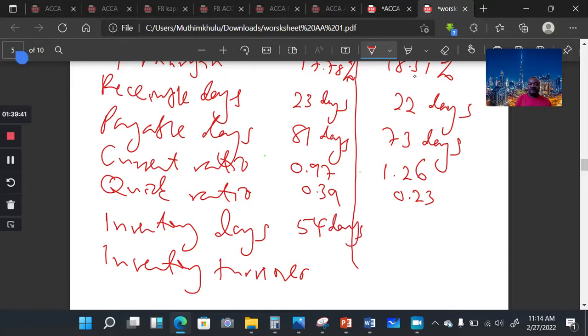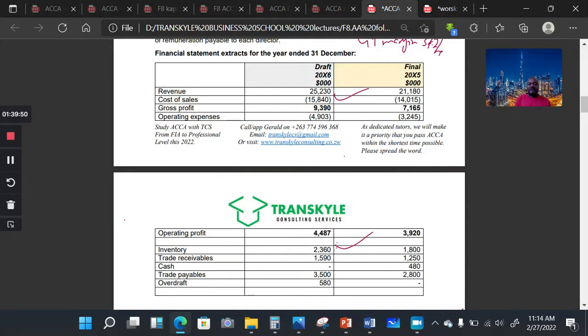Then in 2015 we had inventory of 1,800, divided by cost of sales of 14,015, multiplied by 365. We have 47 days.